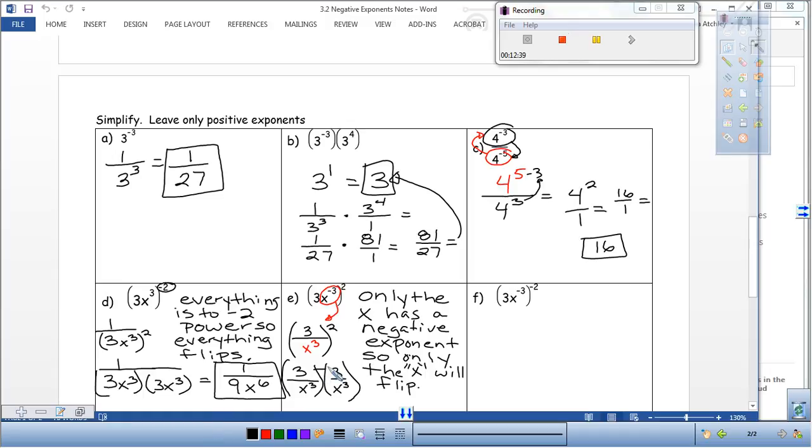Okay, so when you have a fraction, you have to multiply straight across. 3 times 3 is 9. Over x cubed times x cubed is x to the 6th. So it's 9 over x to the 6th, if you can't read that. Any questions over that?